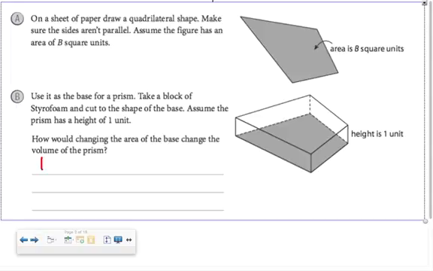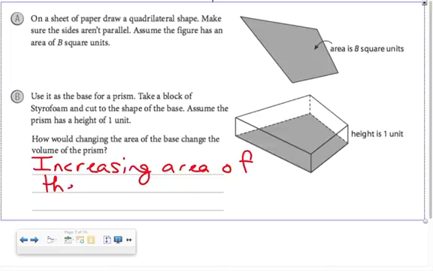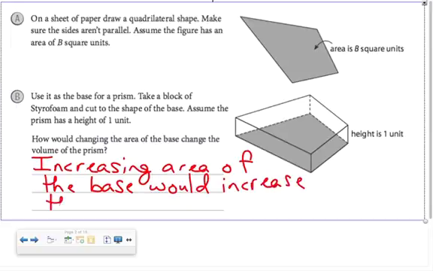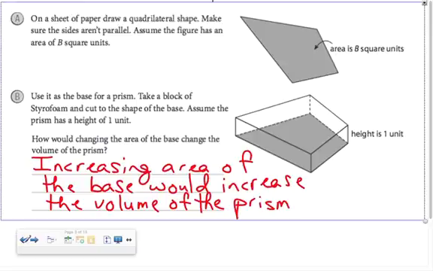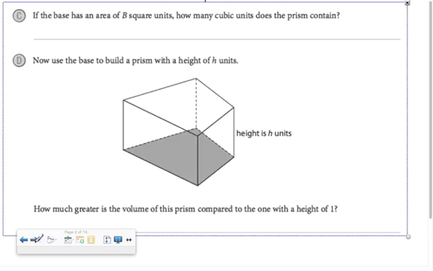Well, if I increase the area of the base, that would increase how much styrofoam I need to fill it. So increasing the area of the base would increase the volume of the prism. If the base has an area of B square units, then how many cubic units does the prism contain? Well, in this example, the height would be 1 unit, so it would require B cubic units.